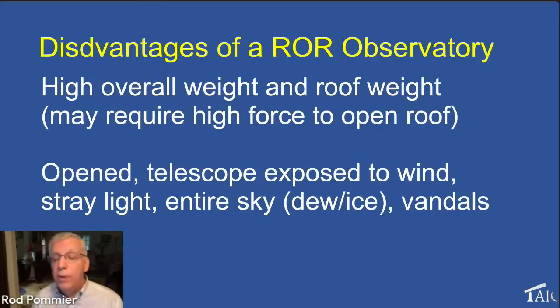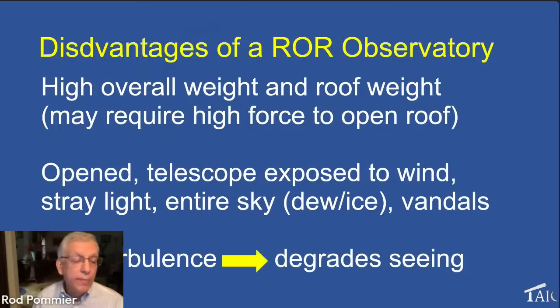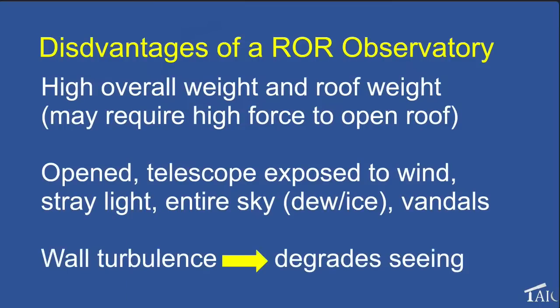They could decide they want to throw a brick at your telescope and hit it. The wind that I was mentioning earlier won't just shake the telescope, but it's going to hit a flat wall, and that causes turbulence to spill over the top of the telescope, and that can degrade seeing conditions.